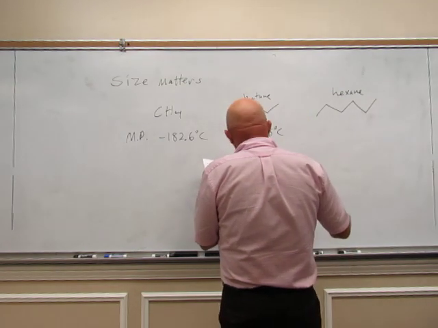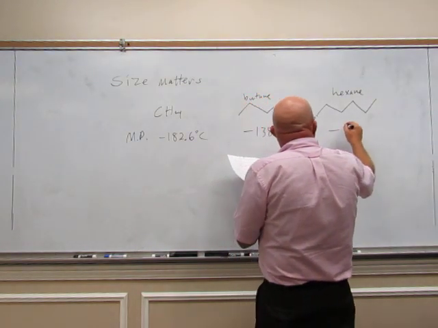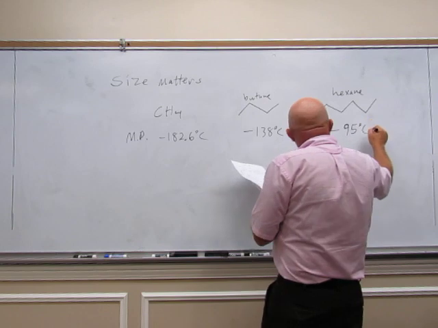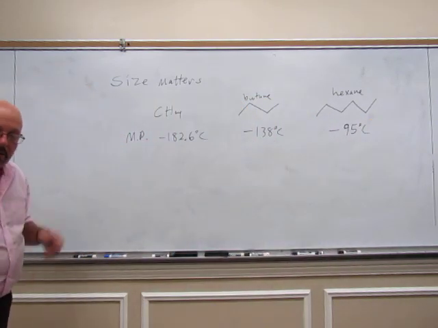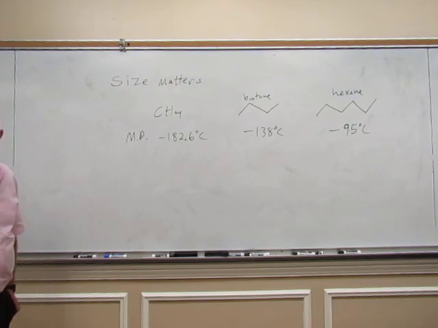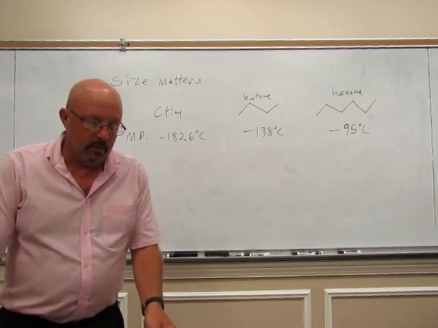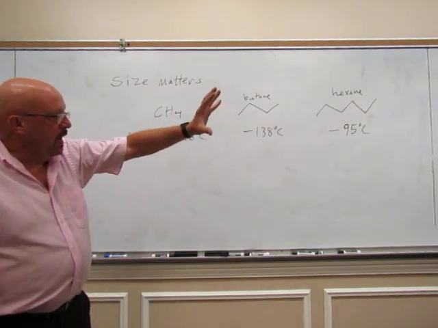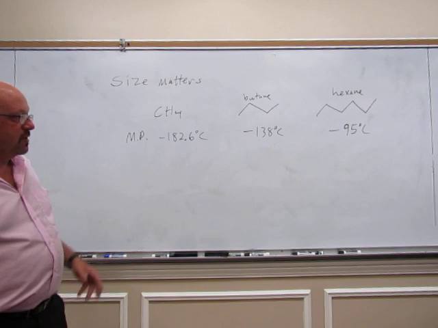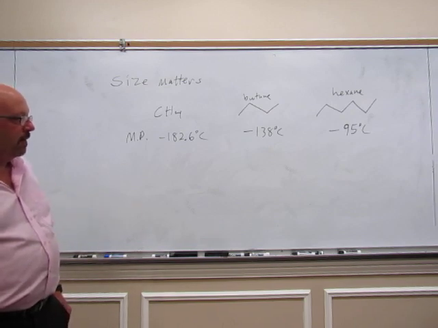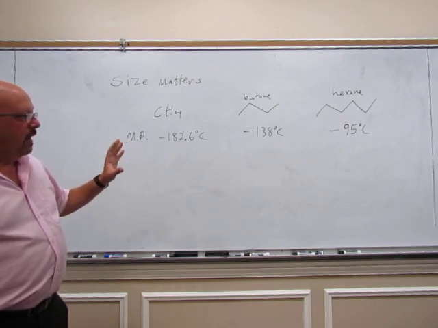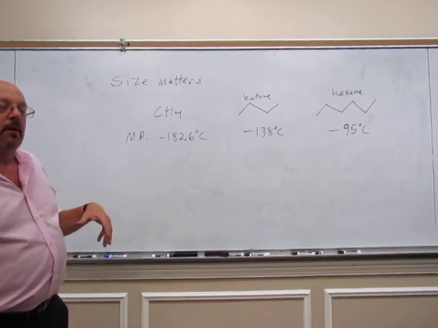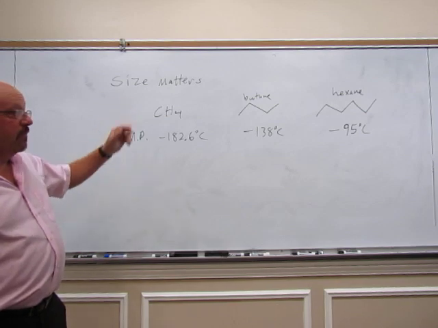Here's hexane, 6 carbons. Melting point, minus 95. So we've got an even higher melting point. Bigger molecule, higher melting point, just like we saw with the boiling points. Also with the boiling points, we talked about how being in a ring had a higher boiling point. Same thing with the melting point.